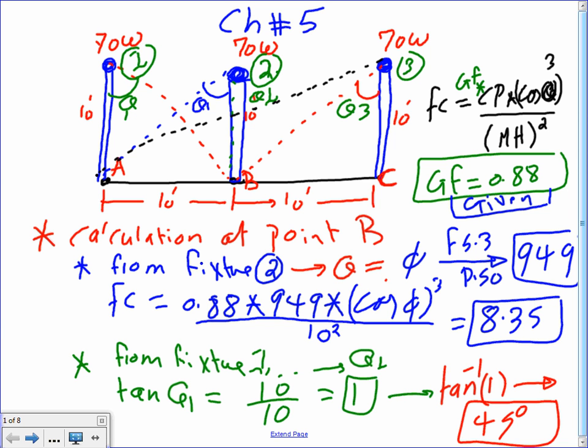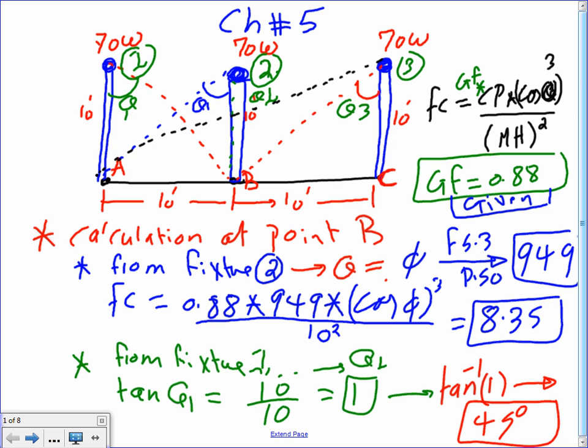Okay, tan inverse gives 45. So that's it. Now I know the angle. Can I find the foot candle and plug this into the formula and do the calculation? Piece of cake. Really, the difference between fixture 2 to B and fixture 1 to B is just finding the angle. If I find the angle, it's a piece of cake. Should I move on? Yes? No?